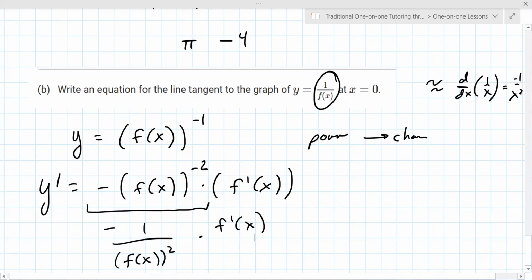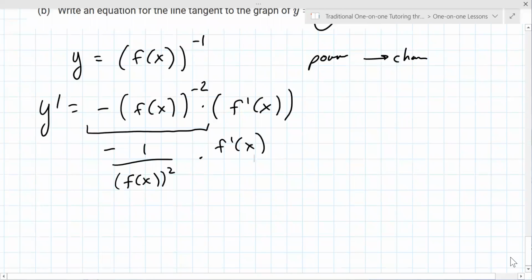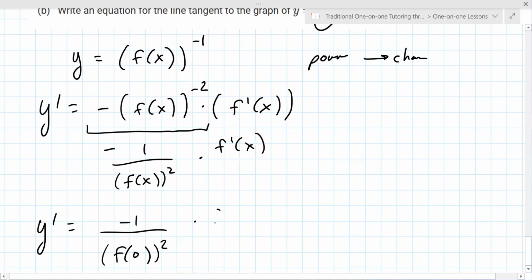We got to go find what happens at 0. So negative 1 over f of 0 squared. Now, sometimes you can put the squared here, but I would probably keep it out here. Times f prime of 0. No table this time. They better give you these values. They do. This is a new problem, and they tell you f prime of x.